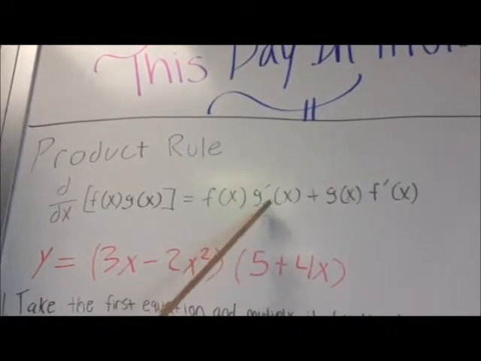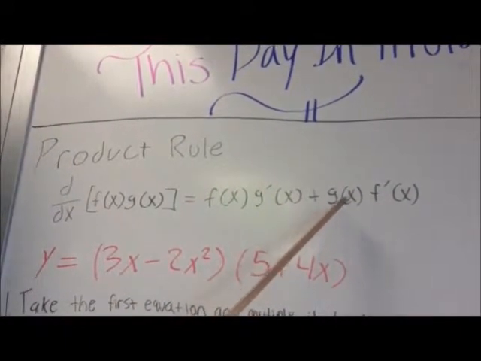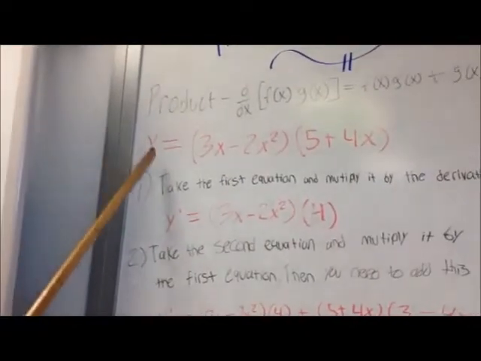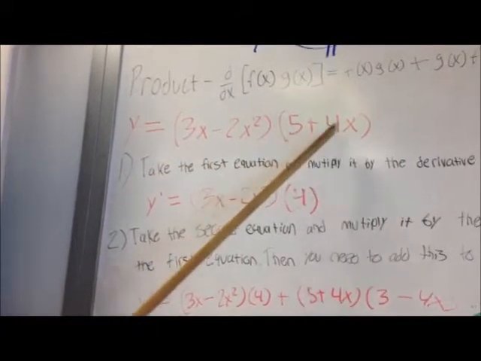multiplied times the derivative of g of x, and then you add this to g of x times the derivative of f of x. Alright, we have our equation y equals 3x minus 2x squared times 5 plus 4x.